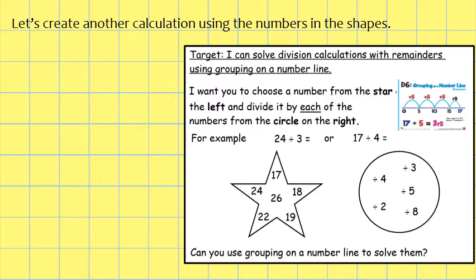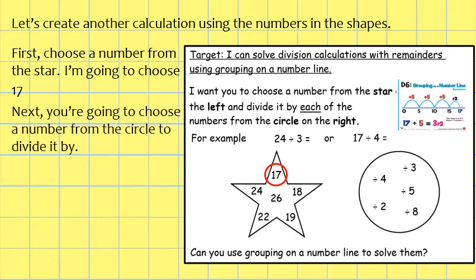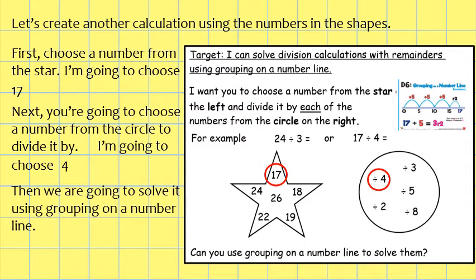Let's create another calculation using the numbers in the shapes. First, choose a number from the star. I'm going to choose 17. Next, you're going to choose a number from the circle to divide it by. I'm going to choose 4. Then we are going to solve it using grouping on a number line.